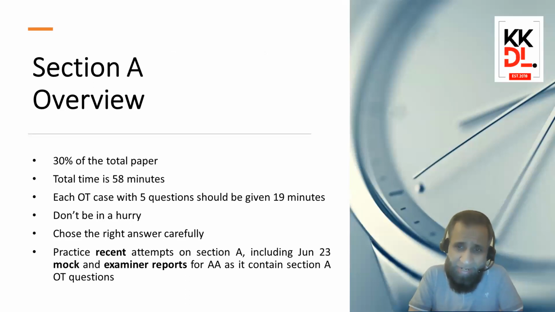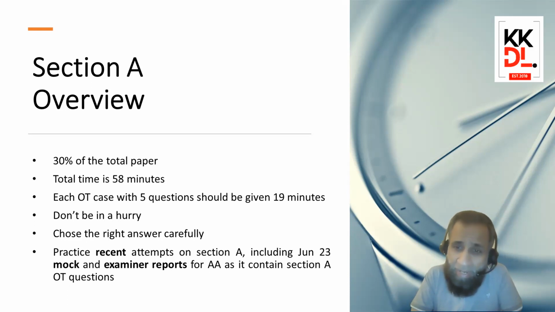Now, moving on and just taking a quick overview of the section A itself. Now, we know section A is 30% of the paper. And that is very, very important in terms of your success. Now, you have 58 minutes. You need to invest that 58 minutes in the section A, and you need to read the scenarios very carefully. You need to read the questions very carefully. You need to choose the right answer. Even if you get confused, reread it again. There are fairer chances you will get the right answer. Each OT case with 5 questions should be given 19 minutes. So you have plenty of time.